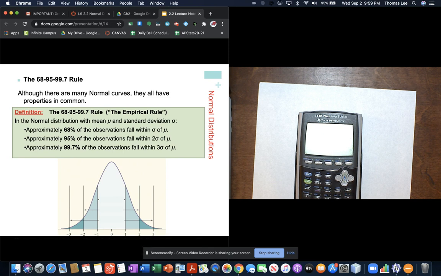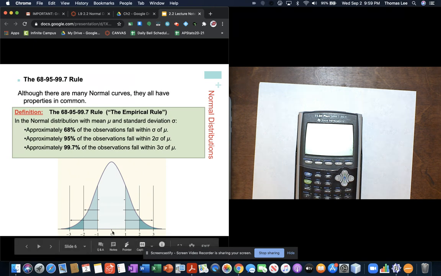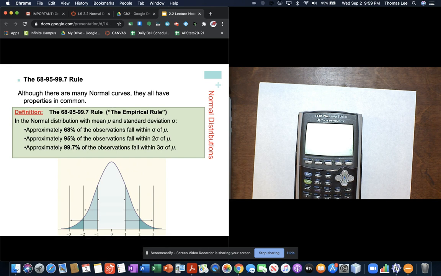So with the 68, 95, 99.7 empirical rule, we said that if you go out from the mean 1 standard deviation and you go to -1 standard deviation, the area under the curve of this light green bullet shape is 68% of all of the area underneath the curve.